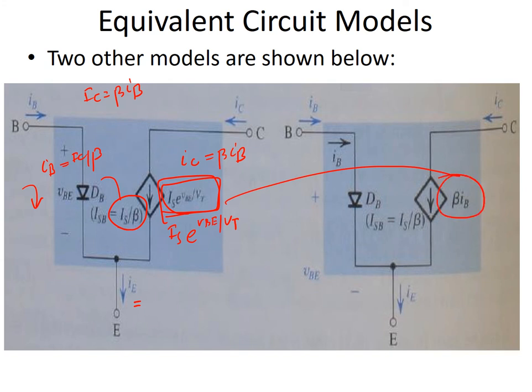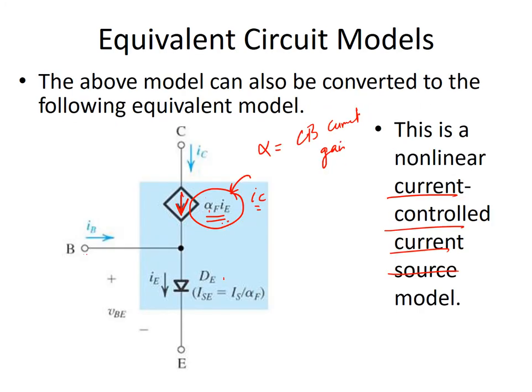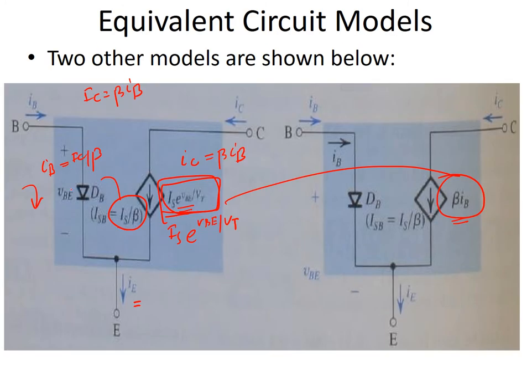Okay, so these are actually four models. Again, this is a voltage controlled current source model, and this is a current controlled current source model. But this model is based on the emitter current. This model is based on the base current. So depending on the question type, we can choose the appropriate model and then we can solve the question.